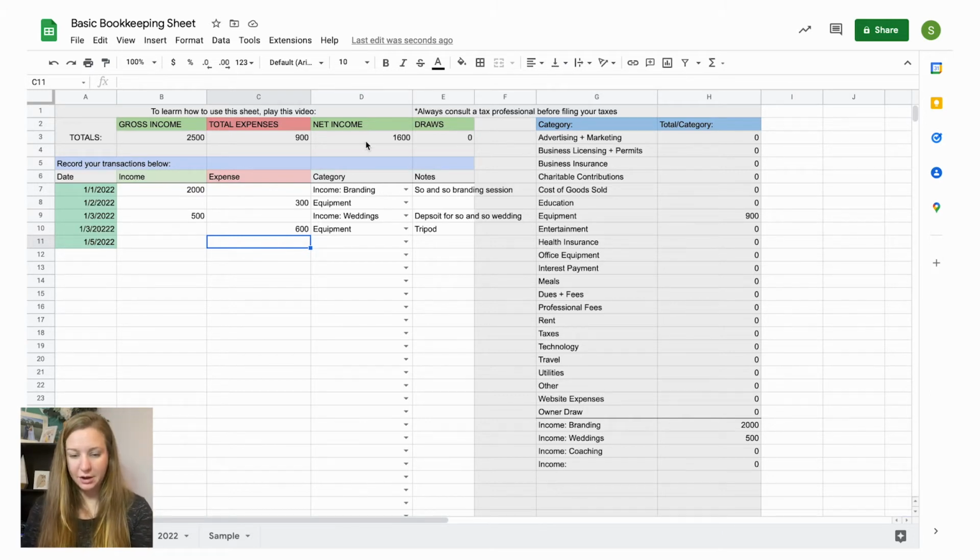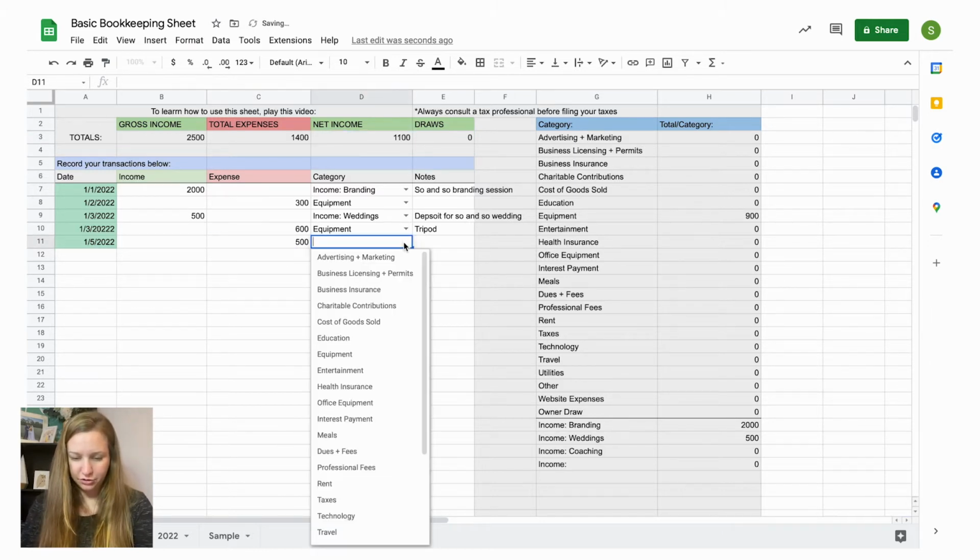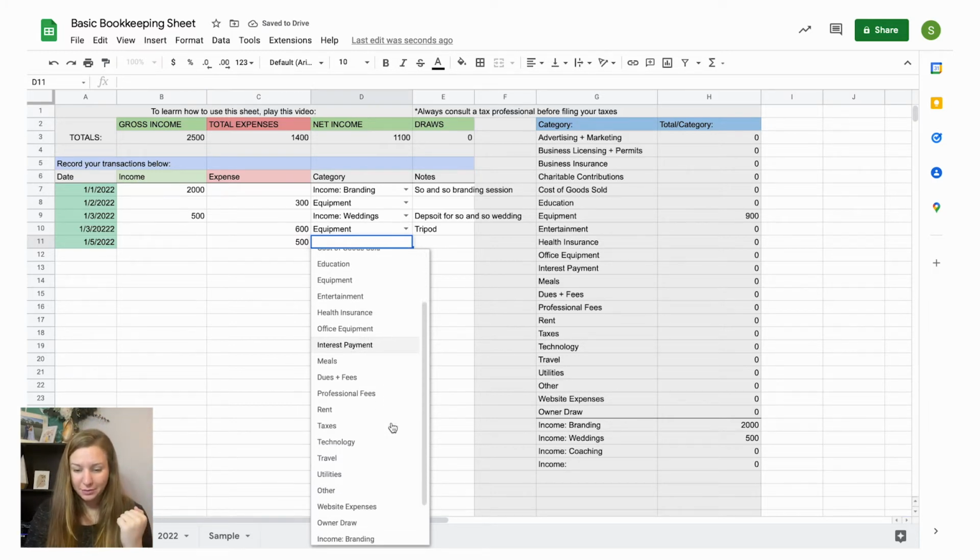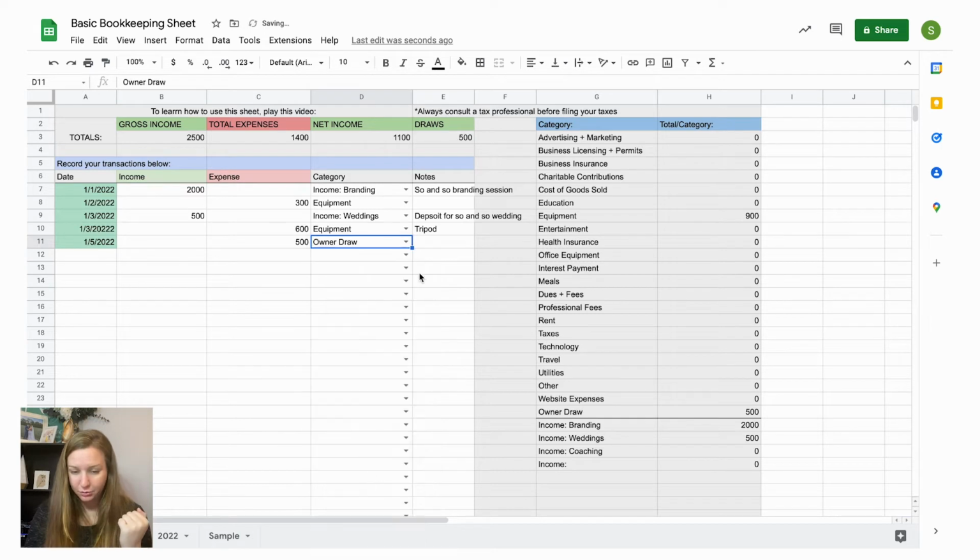So we're going to say I wanted to pay myself. I have $1,600 available in my business. I want to pay myself $500. So I'm going to go in here. That's an expense from the business, and I'm going to put that in here as my owner draw. So it's money I'm paying myself. And then for my note, I'll just put January draw.